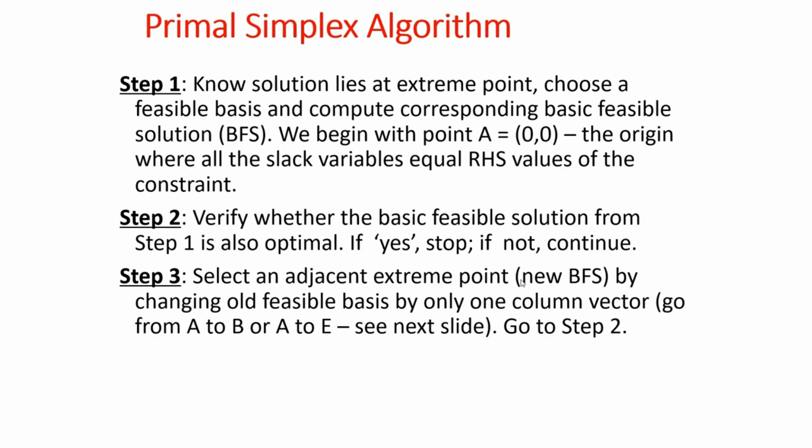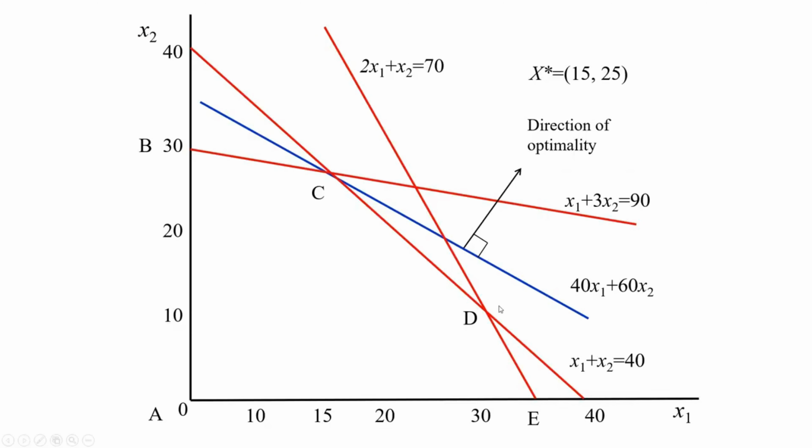The first is that we know the solution lies at an extreme point. So we choose a feasible basis and compute the corresponding basic feasible solution. Without further knowledge, we begin at the point on the origin where all of the slack variables equal the right-hand side values of the various constraints. So if we look at this diagram, for example, we're going to pick point A, where all of the slack variables are equal to the right-hand side constraints, and the variables x1 and x2, for example, are 0.